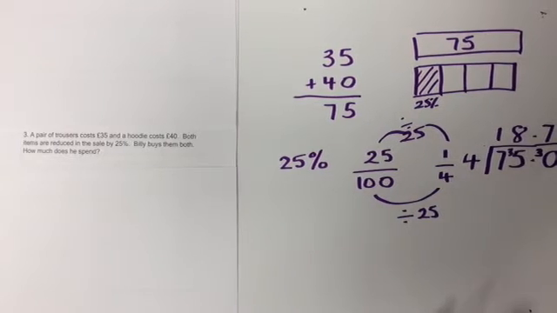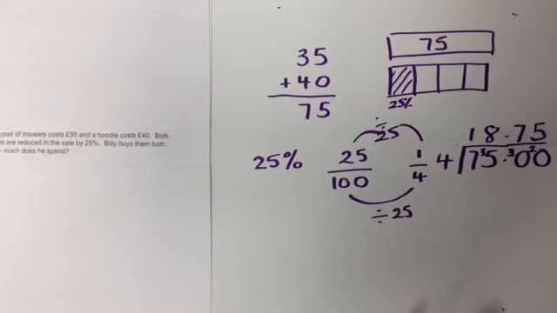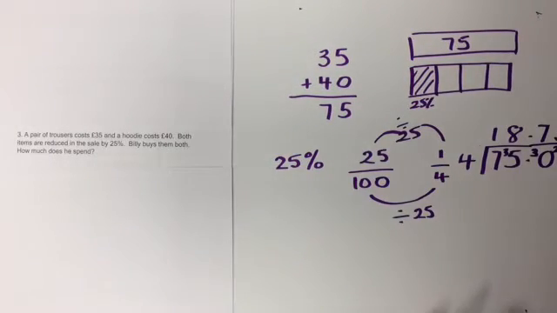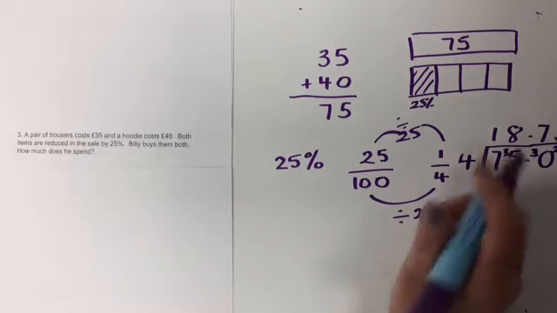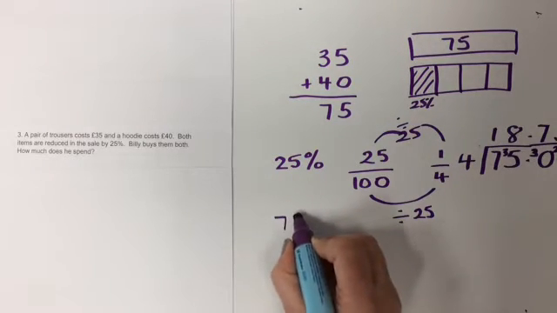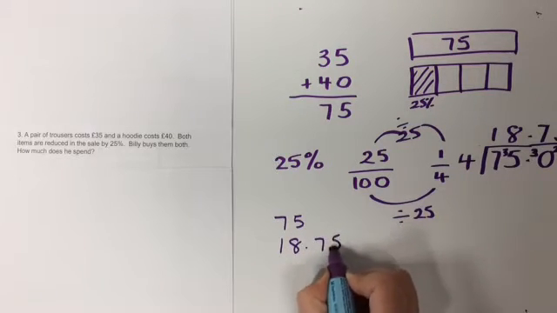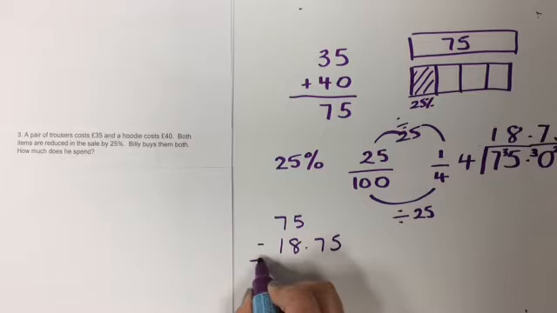Okay, so if 18.75 is 25%, is that the end of my calculation? Well, it's not, because it says how much does he spend. So he would have spent £75, but he had 18.75 reduction. So we need to take the 18.75 away from the original cost of £75.